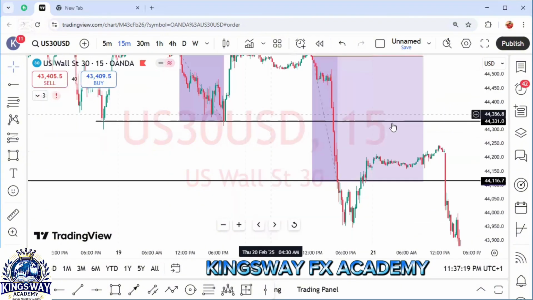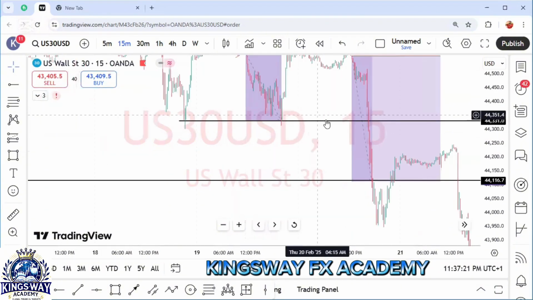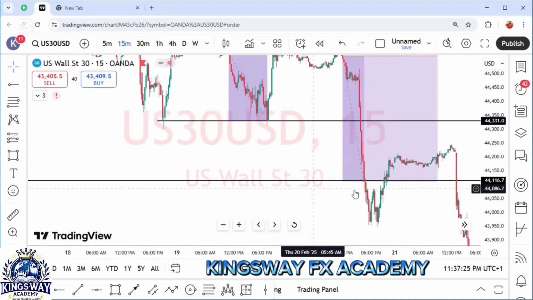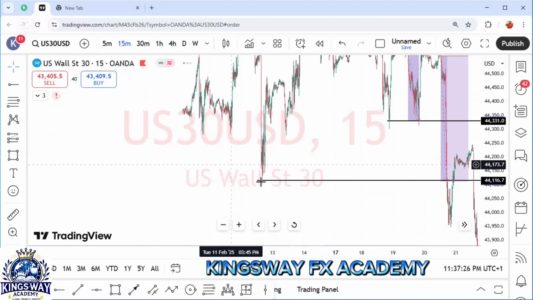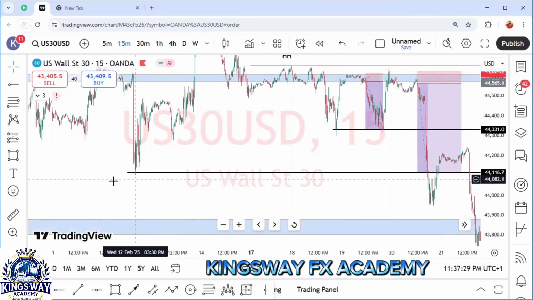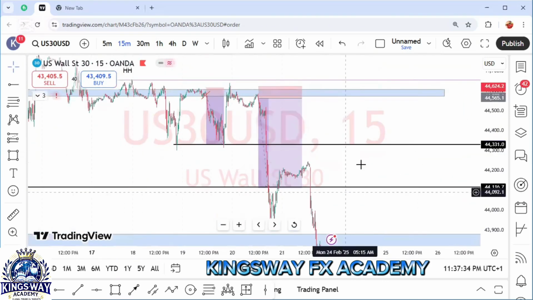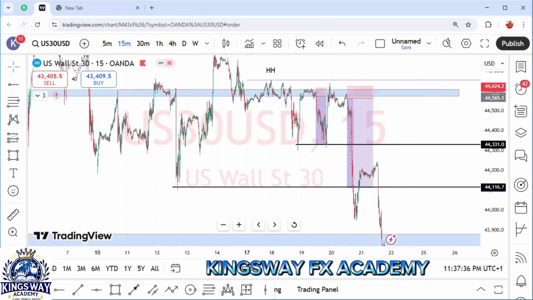Then my first profit target was at this previous low that I gave, and my all-time target was at this lower high, this higher low, sorry, at this point. So this was the trade I took on the US30 this week.